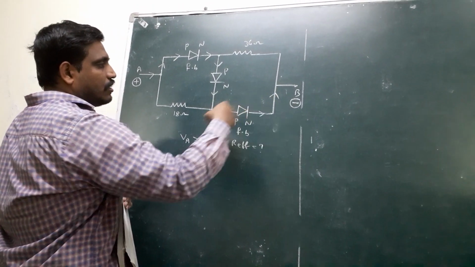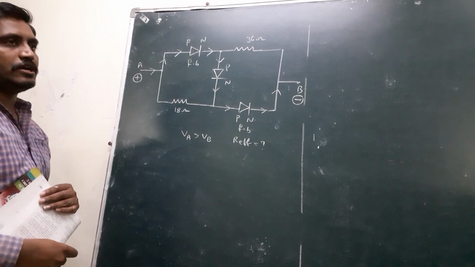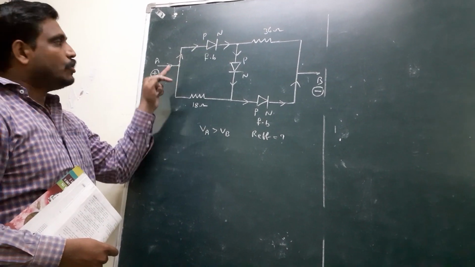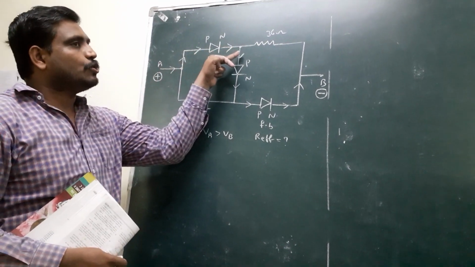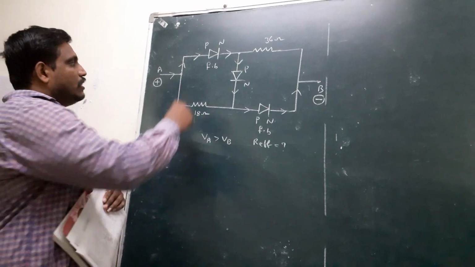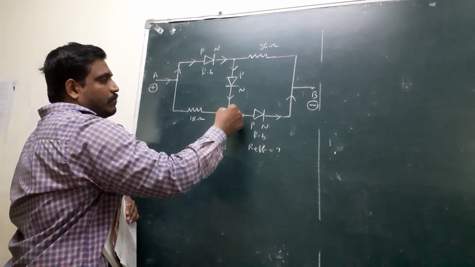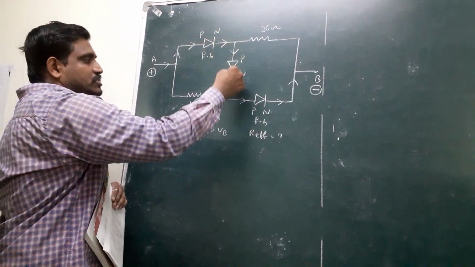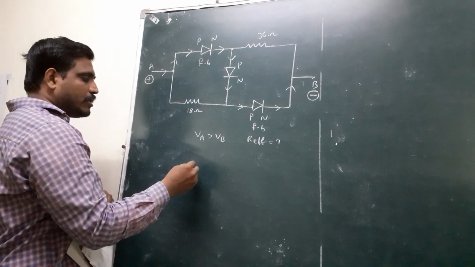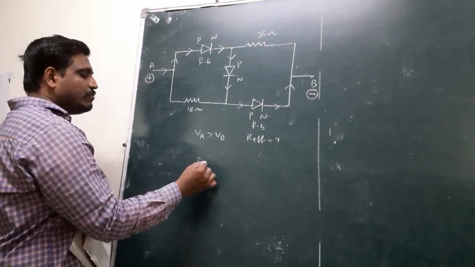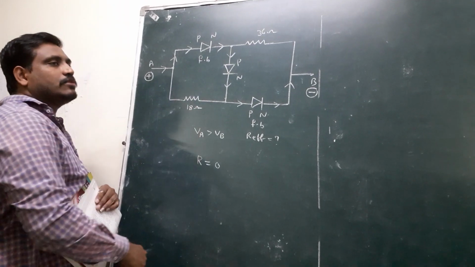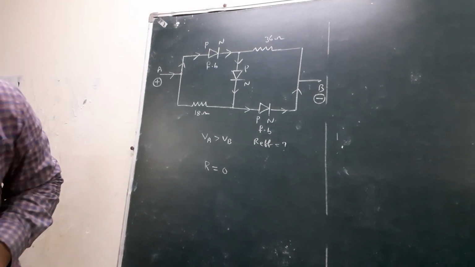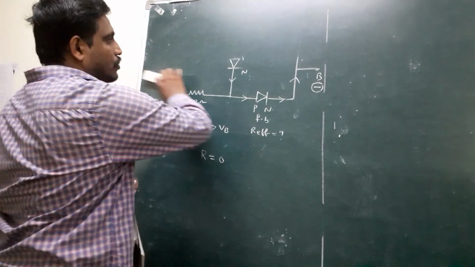That means current always flows from plus to minus, and it flows through the path of 0 opposition rather than the 18. This is the direction of current, plus to minus. In this path there is no resistance. So VA greater than VB means its resistance becomes 0. Okay, next I discuss another topic.